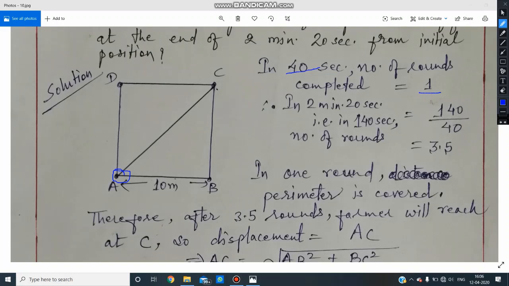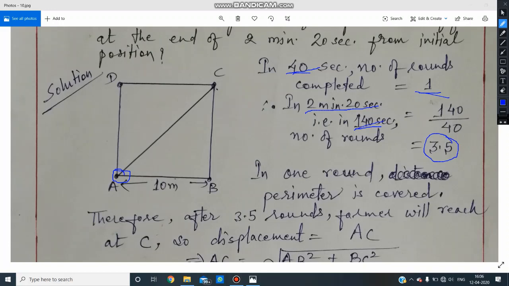Now, the given time in the question is 2 minutes 20 seconds. This time period can be converted into seconds. You know better that 2 minutes will be equal to 120 seconds. Adding 20 seconds, the total time given stands equal to 140 seconds. Now, as in 40 seconds one round is completed, we can easily calculate the number of rounds completed in 140 seconds by dividing 140 by 40, and the number of rounds hence comes equal to 3.5. You can even say 3.5 rounds.